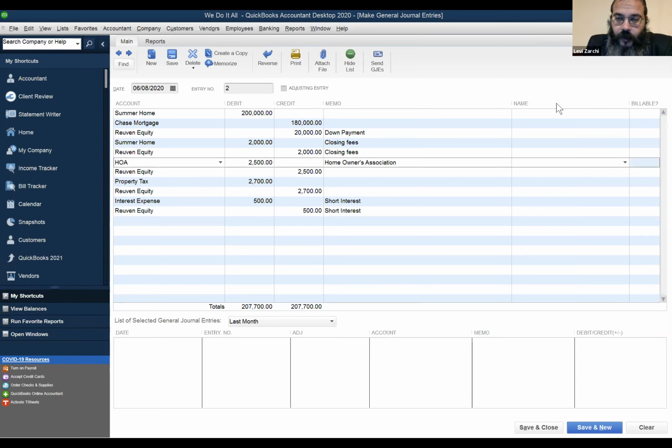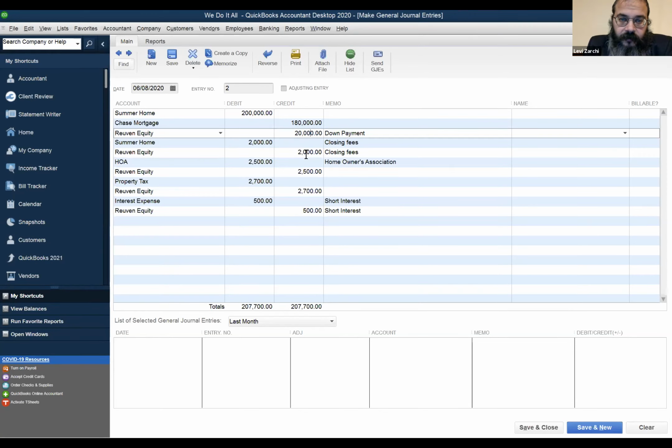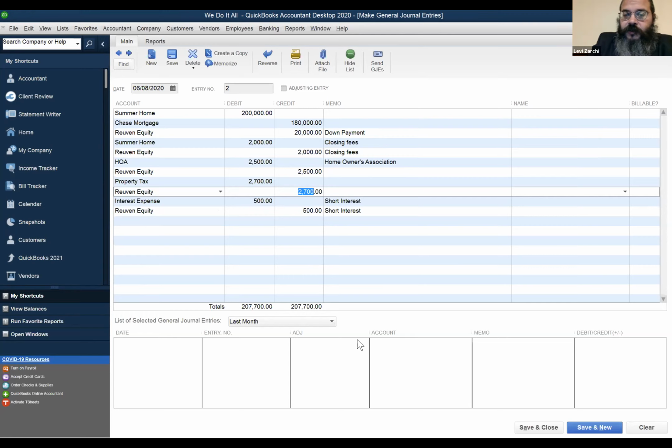So if you had to guess right now, if you would look right now at this whole sheet here, and you know that the credits are 207,700 and 180 is the mortgage, it means the balance is $27,700. This is all going to be Reuven's equity. It's 20,000, it's 2,000, it's 2,500, it's 24 and a half, and another 3,200 is going to be 27,700. We'll see this in a moment.